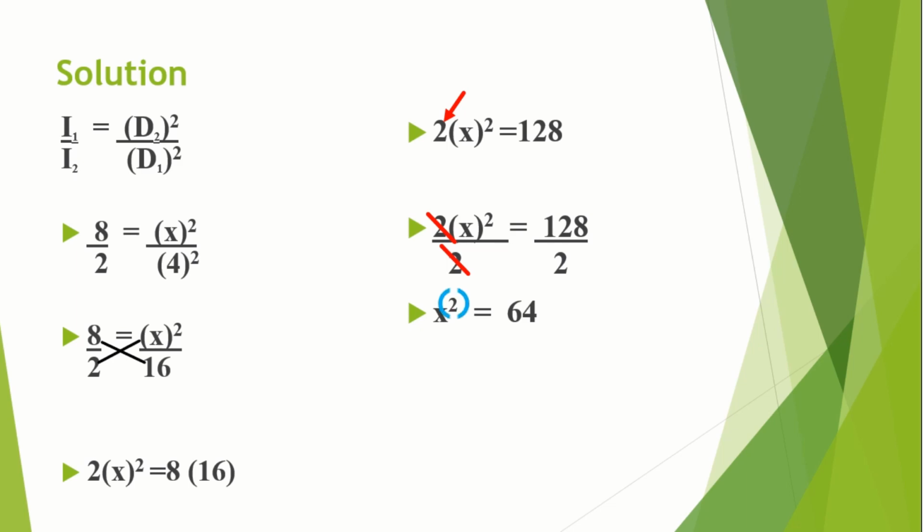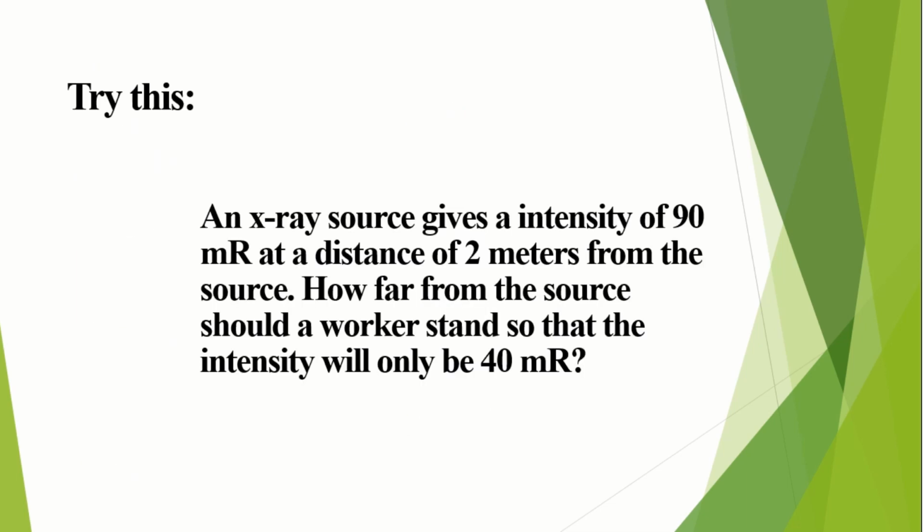So since may squared tayo dyan, kailangan natin kunin yung square root ng x squared. So kukunin natin yung square root ng x squared, ganun din dun sa 64 para balance yung equation natin. So you just cancel out square root and squared, no? So you have x is equals to the square root of 64. And the square root of 64 is 8.